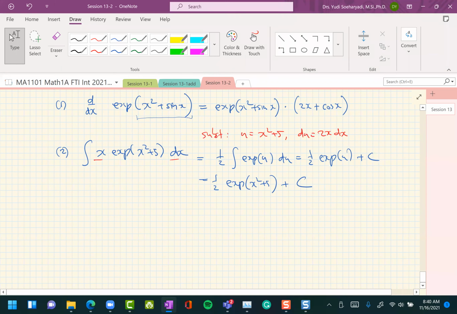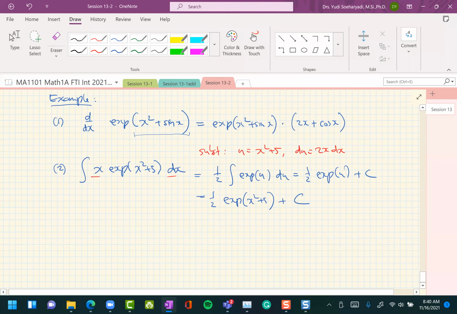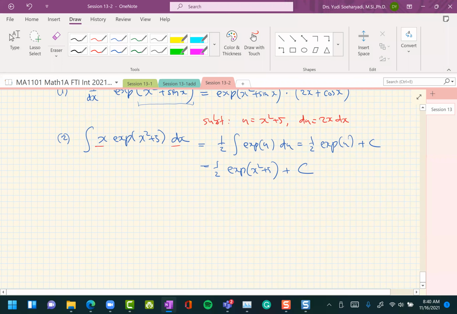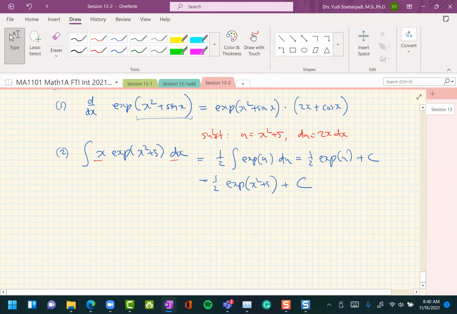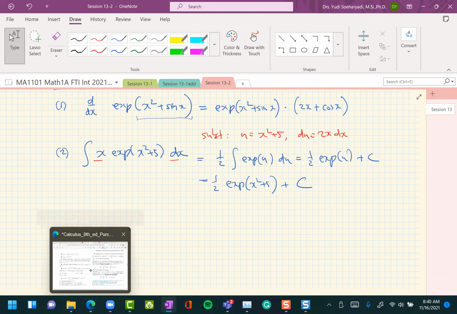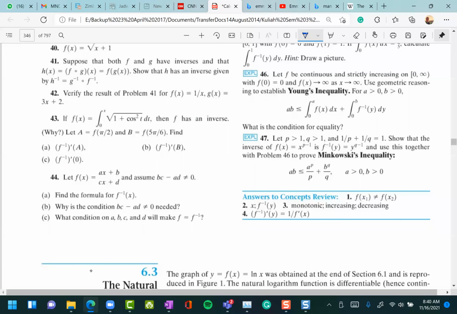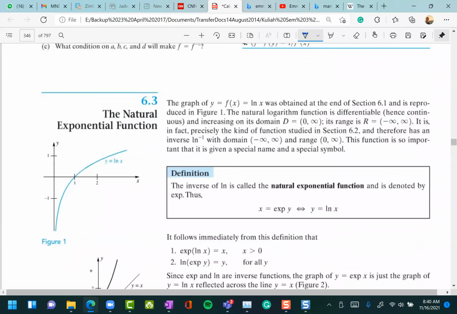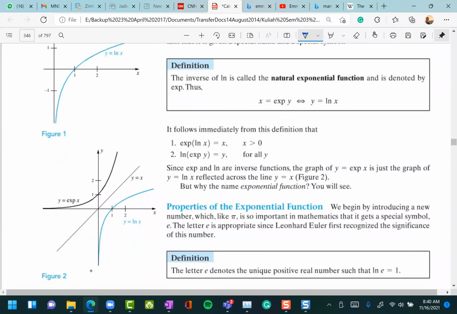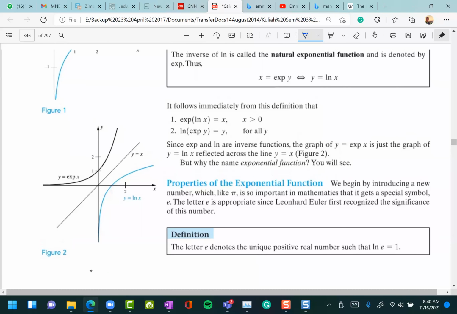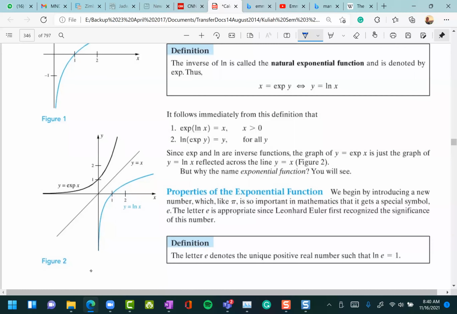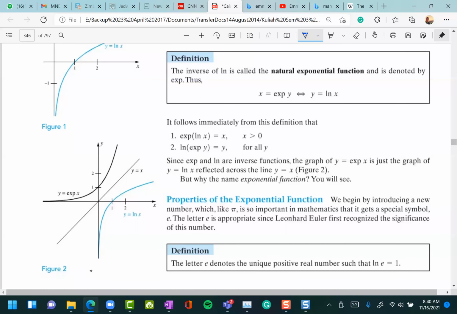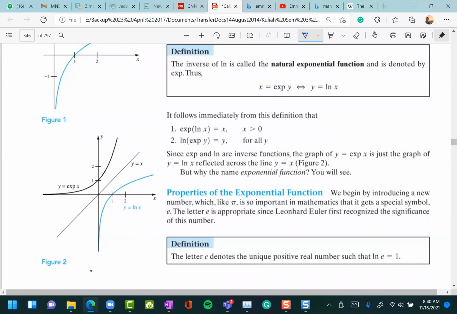All right, so let's see. The question is, check exp. All right, so e equals 1. Okay, so let's see here.